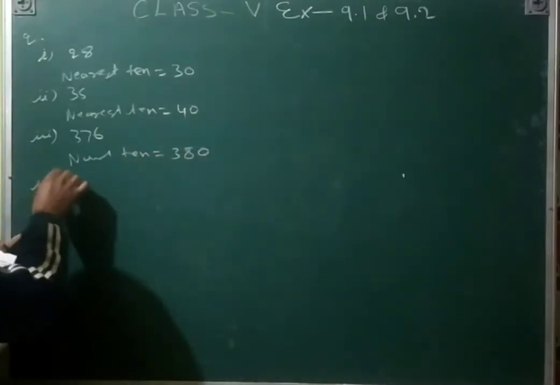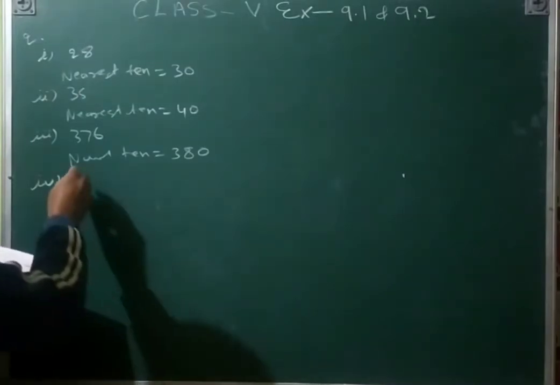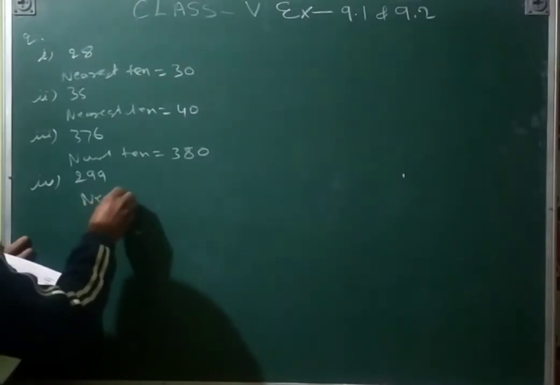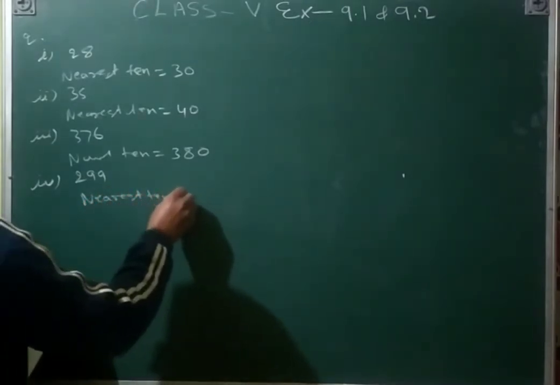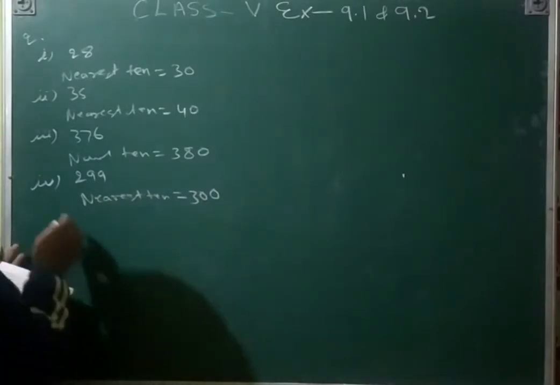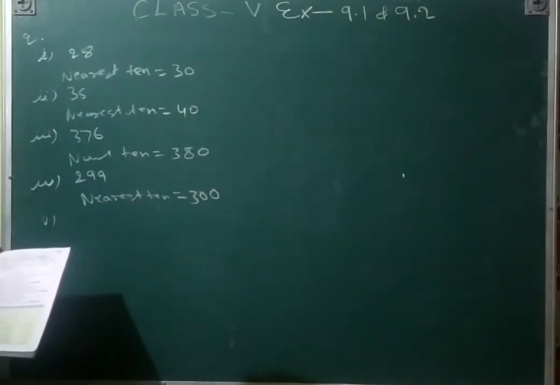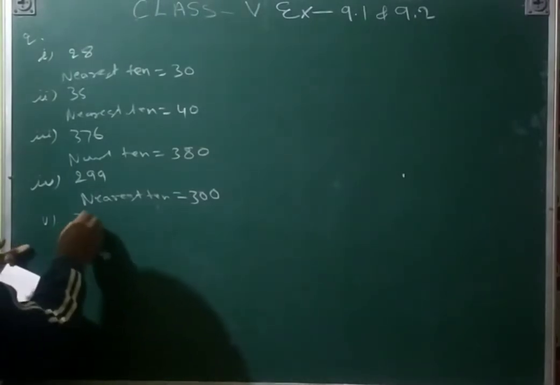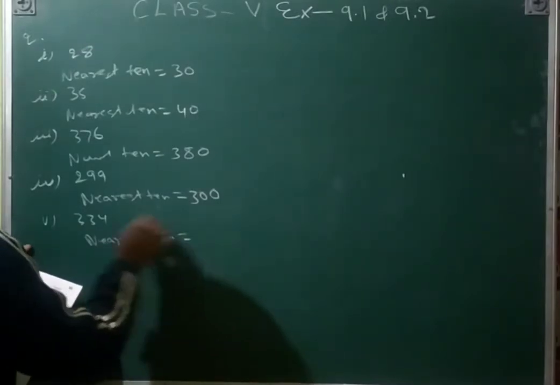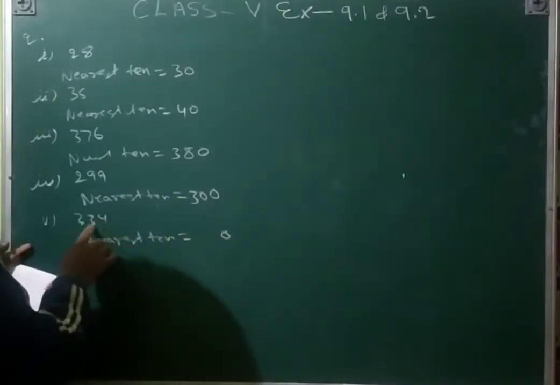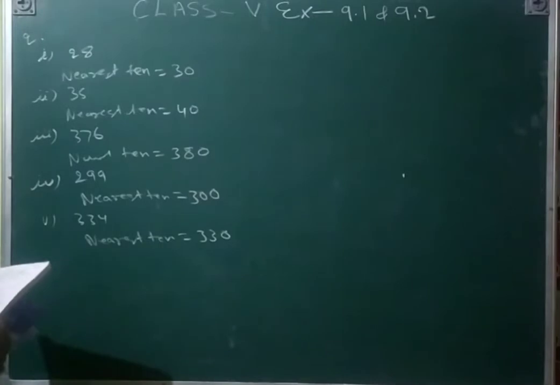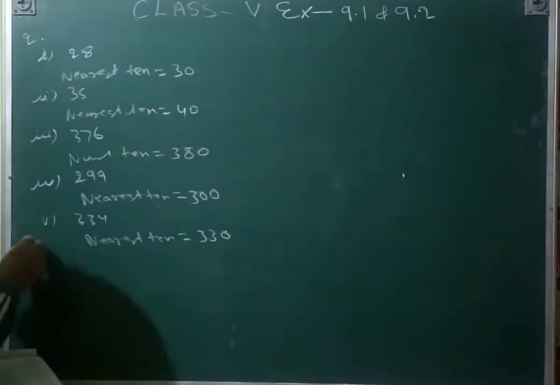And then the fourth part is 299. Nearest 10, that is a 9, so this will be 0 and this will be increased, that will be 300. Fifth part is 334. Nearest 10, this will be 0 and this is the 4, so this will not change, it will be the same.